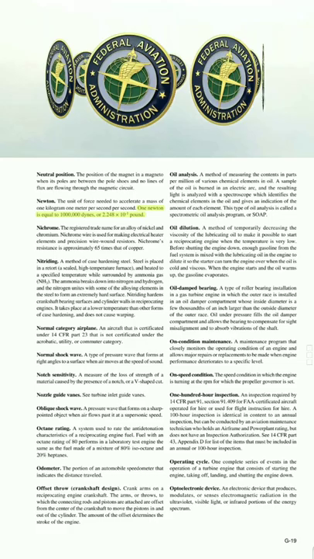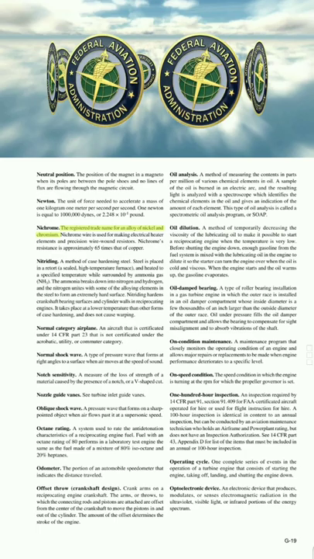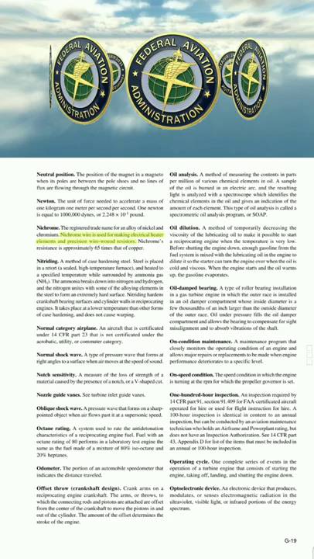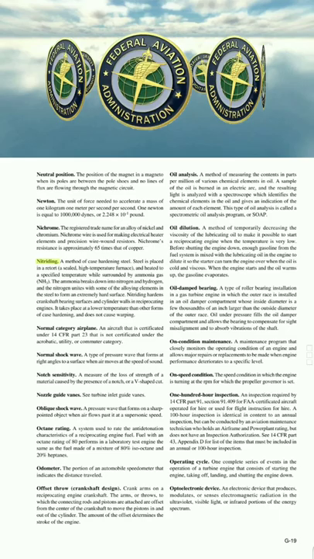1 newton is equal to 100,000 dynes, or 0.2248 pound. Nichrome. The registered trade name for an alloy of nickel and chromium. Nichrome wire is used for making electrical heater elements and precision wire wound resistors. Nichrome's resistance is approximately 65 times that of copper. Nitriding. A method of case hardening steel.